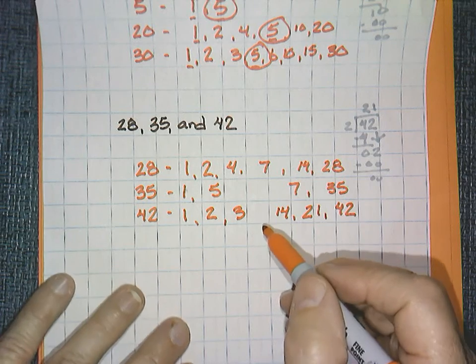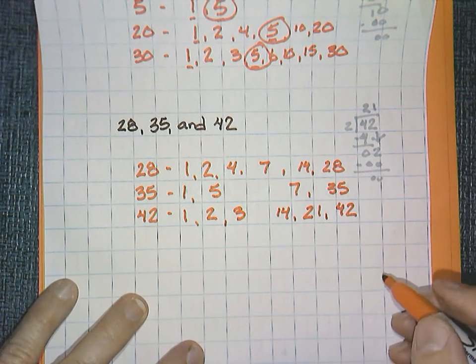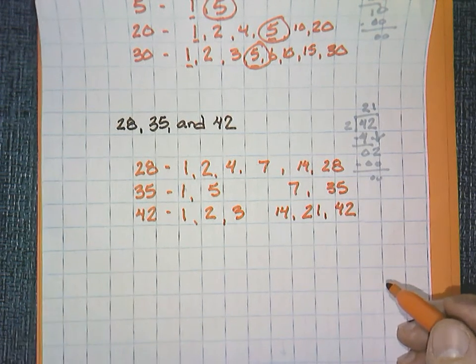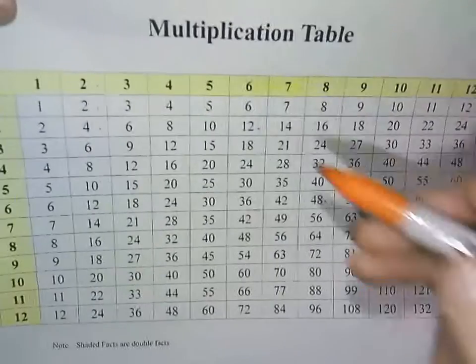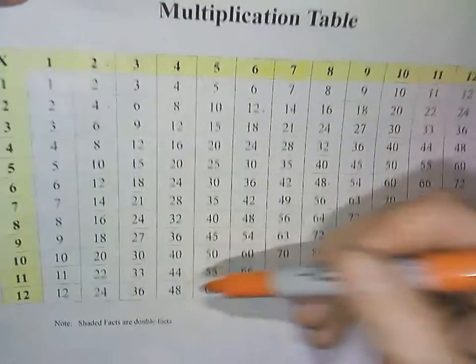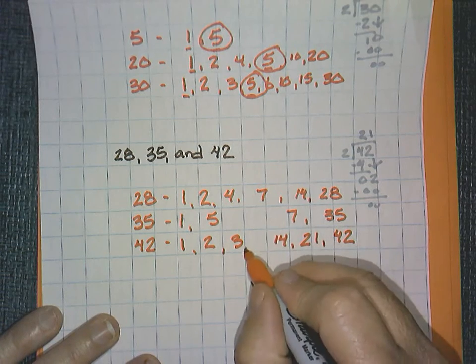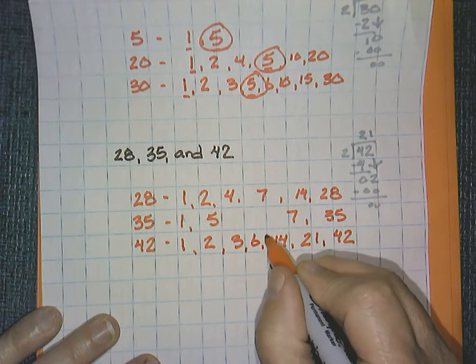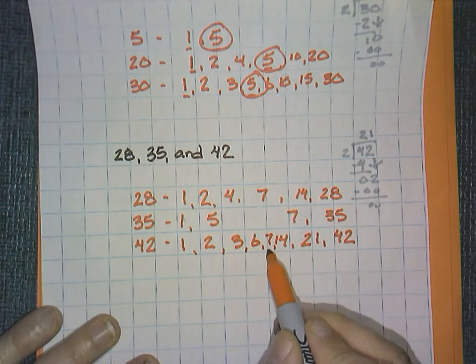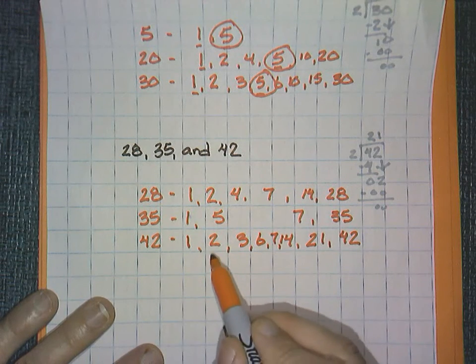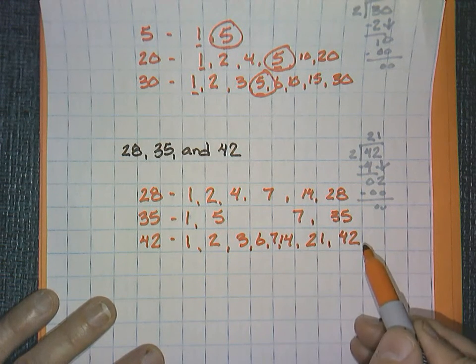4, let's see, I don't think 4 fits in there. No, I'm just going to do a real quick check on my multiplication chart. I don't see anything for 4, right? 5 would not work, but 6. So 6 times 7 would equal 42. So here we have a lot of factors for 42.